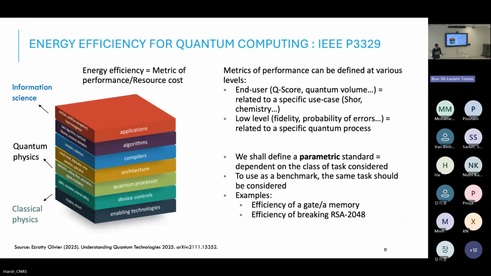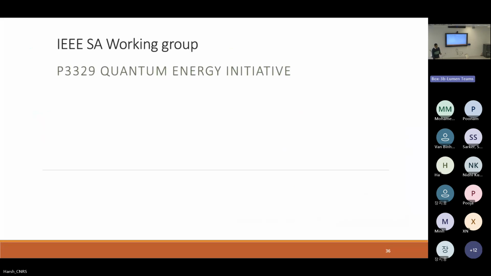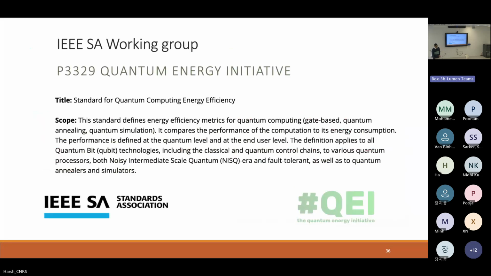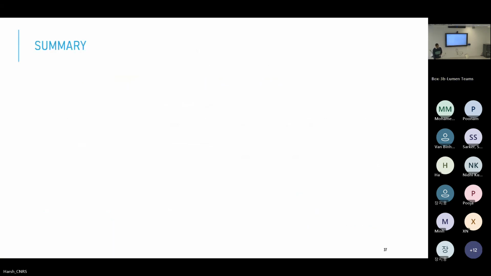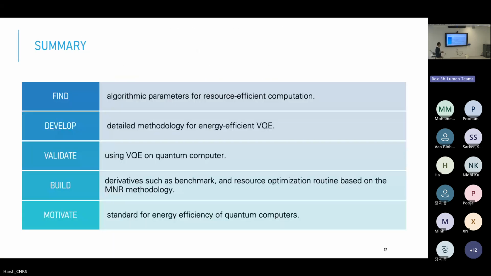So we tackle these kinds of questions in a working group under the IEEE framework. We have IEEE P3329, which looks at how to define energy efficiency of quantum computers. And we are working on a draft to formulate exactly how to break down the energy cost, how companies or other actors should report the energy cost, and how we can drive energy aware roadmaps based on these breakdowns. So that is it for now.